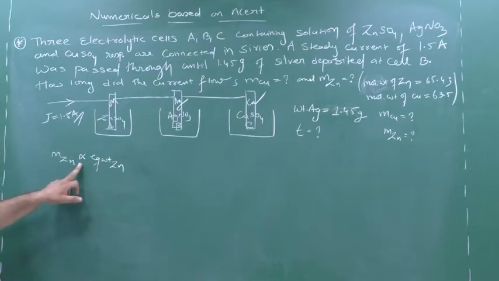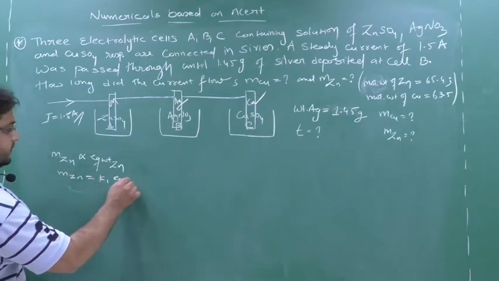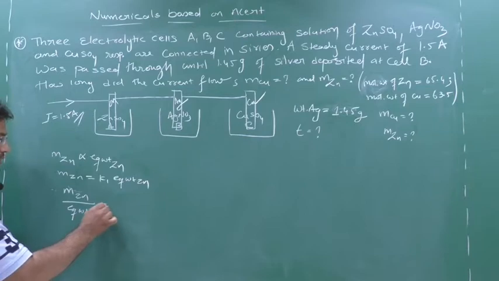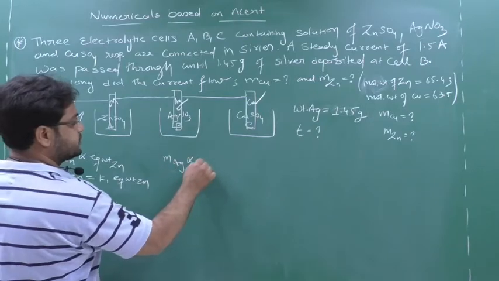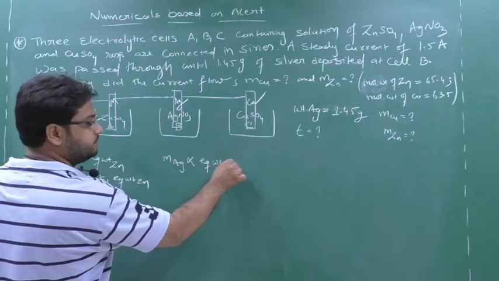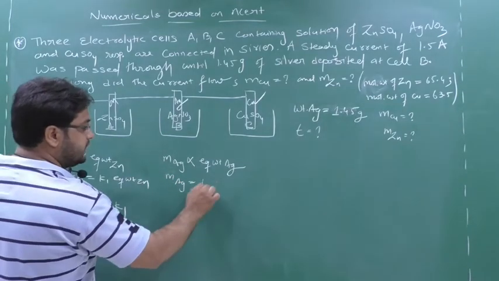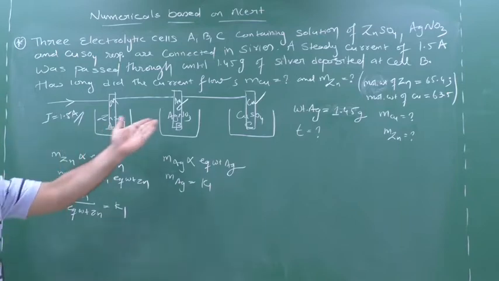Now if I remove the proportionality, I have to put one constant. So mass of zinc will be equal to K1 times the equivalent weight of zinc. So mass of zinc by equivalent weight of zinc is equal to K1. Similarly, mass of Ag will be directly proportional to the equivalent weight of Ag, so it will also be equal to K1. Why does the constant remain the same? Because the same current is passing.